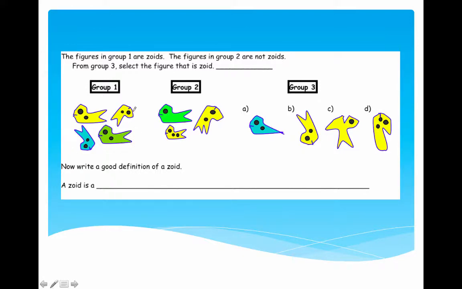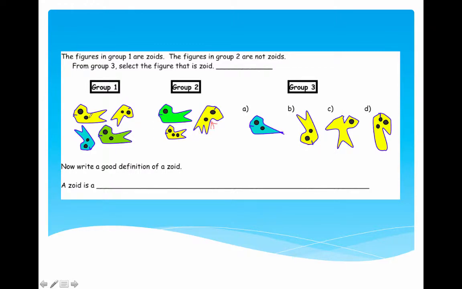They all have 2 eyes, or 2 dots, whatever those are. They have 2 of them. So that's one thing. So we would look over here, and that's not enough, right? Because this guy here also has 2 eyes, or dots. So he's not a zoid. So what's the difference between this guy and those guys? He's yellow. That seems fine. But his tail has 3 little, whatever they are, points, okay?